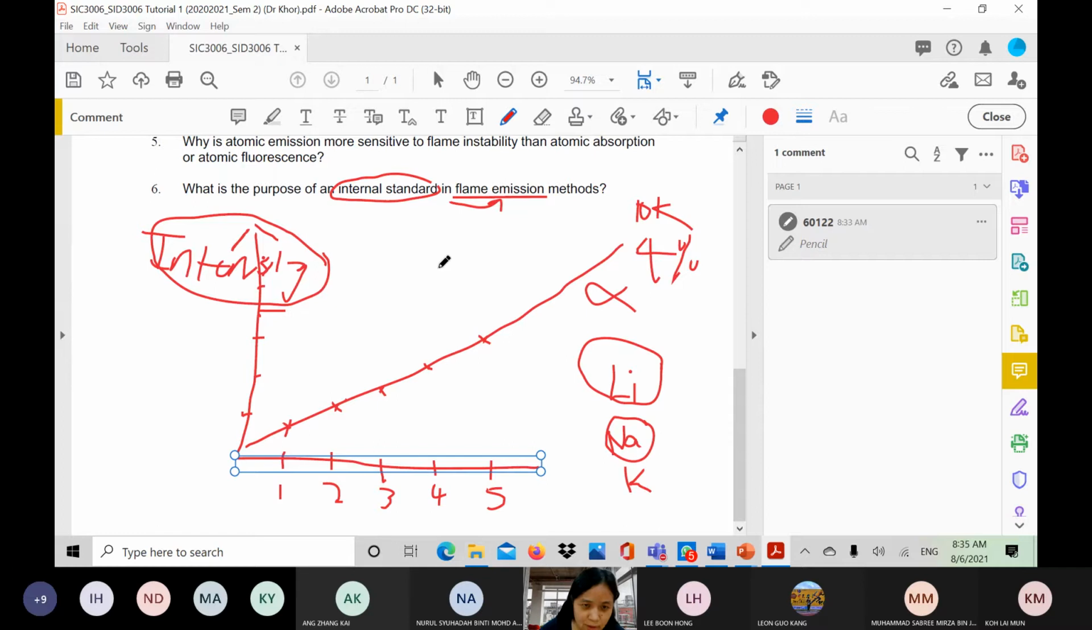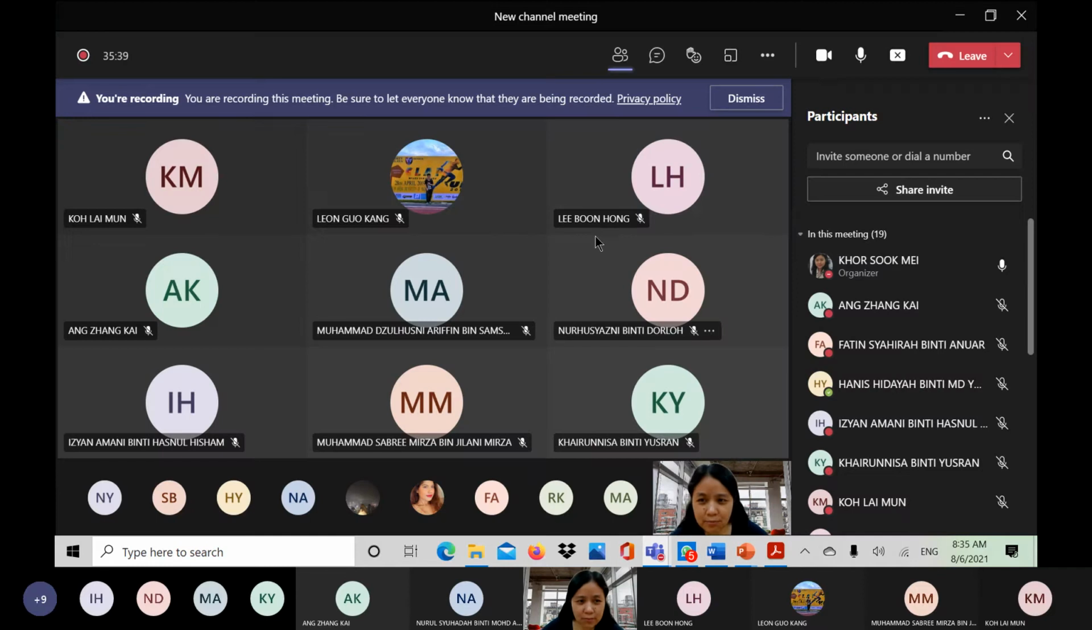So how to solve this problem is we use an internal standard. So we need to explain how to use an internal standard so that we can build a reliable calibration plot. Can any student help me explain why, with the addition of this internal standard, in our case for detection of sodium we use lithium as the internal standard, the calibration plot becomes more reliable? I need a student to help us answer this question.